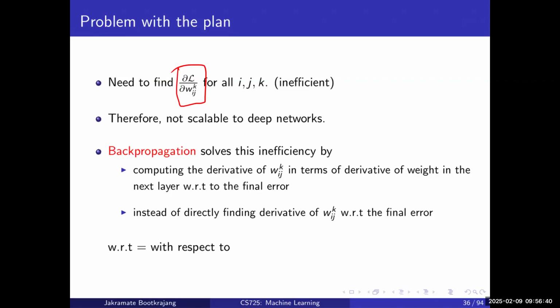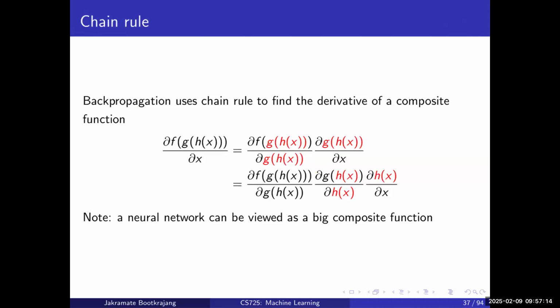So instead of finding this, we find something else that is a good approximation to this. And what we have is that we know that we can compute the derivative of the weight in the next layer with respect to the final layer. So we want to use the chain rule, because our equation is nested. So if we use the chain rule, maybe we can make the derivative easier.